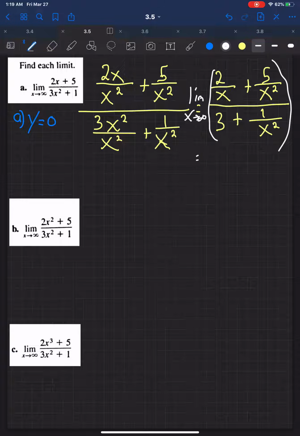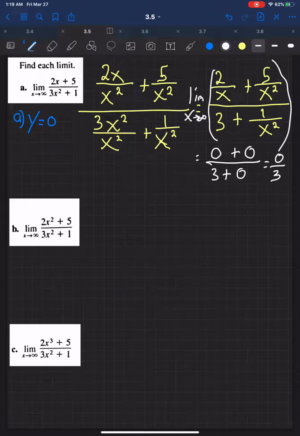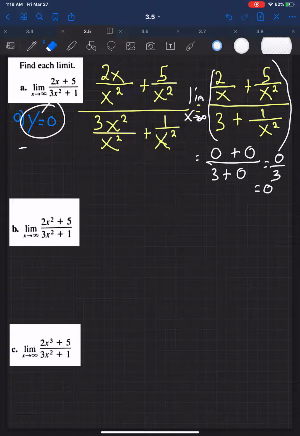So 2 over infinity, that's 0. Plus 5 over infinity squared, that's 0. Over 3 plus 1 over infinity, which is also 0. What do you get? You get 0 over 3. What's the limit? 0 divided by 3 is 0. The horizontal asymptote is y equals 0. Do you see? That's why the method works, and that's always going to be true if the degree of the numerator is less than the degree of the denominator. It's always going to be true.